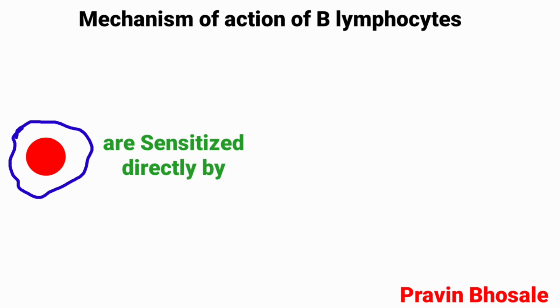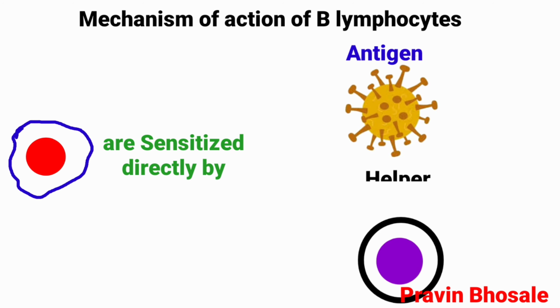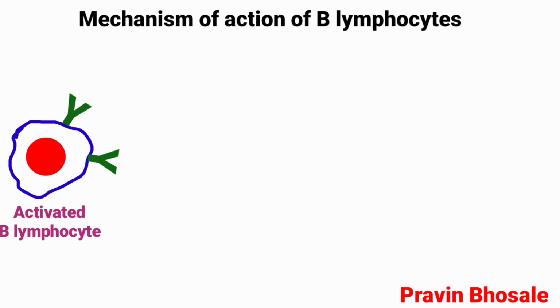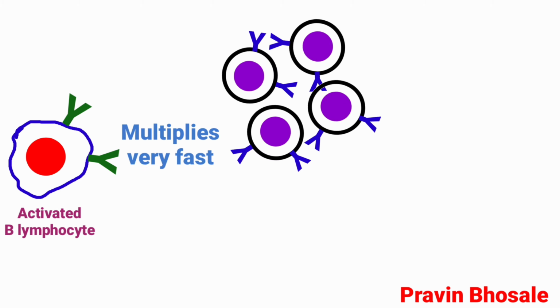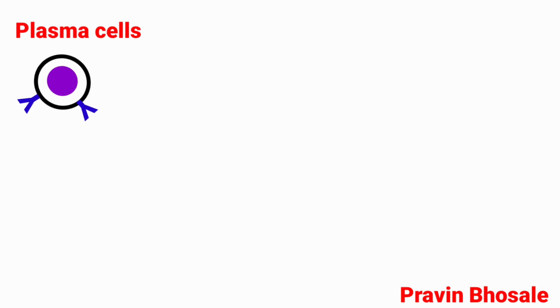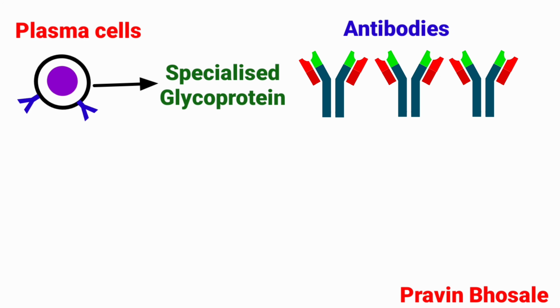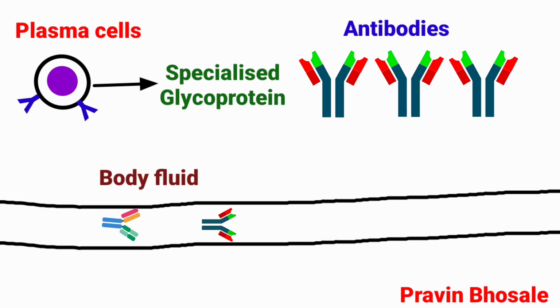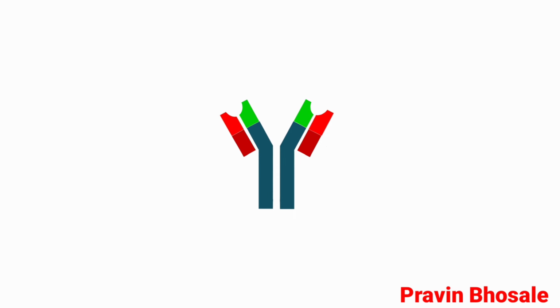B lymphocytes are sensitized directly by antigen as well as by helper T cells. Activated B lymphocytes multiply very fast to produce a clone of plasma cells and memory B cells. The plasma cells produce specialized glycoproteins called antibodies, which are circulated through body fluids, humors, like blood and lymph. The antibody molecules may bind to a cell membrane or they remain free.